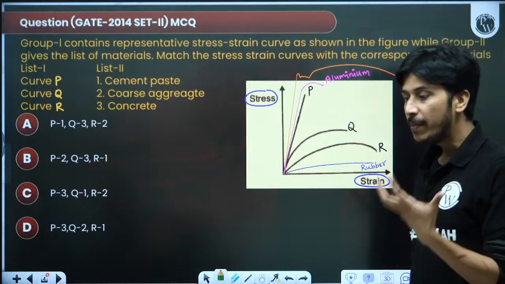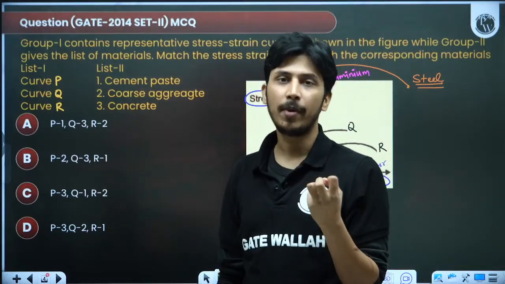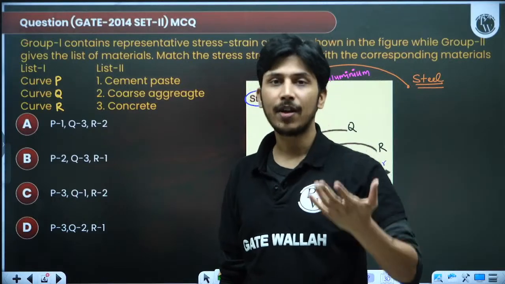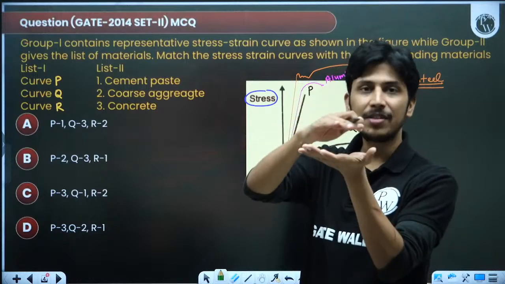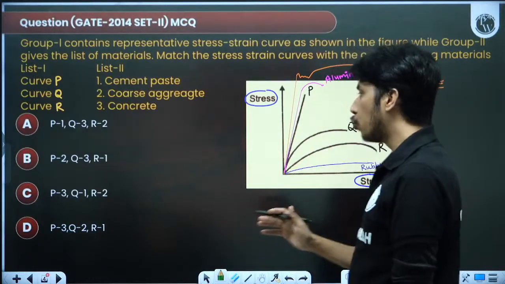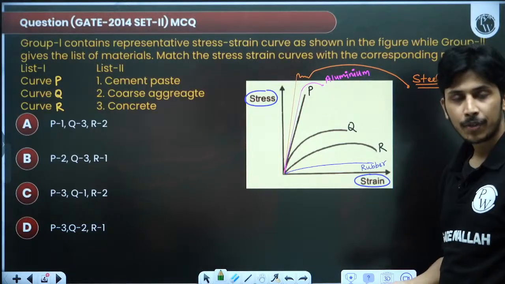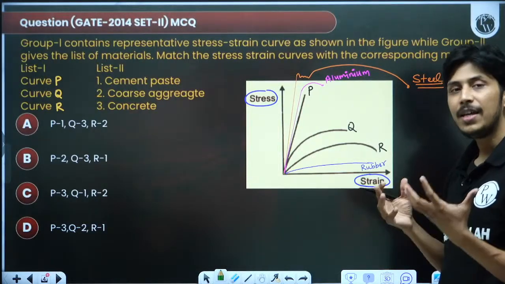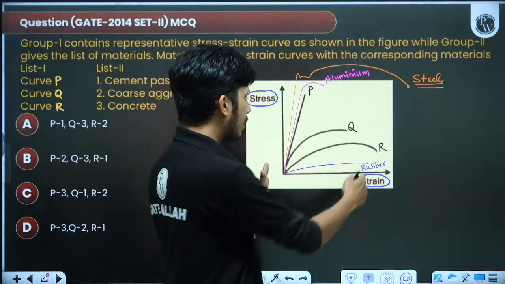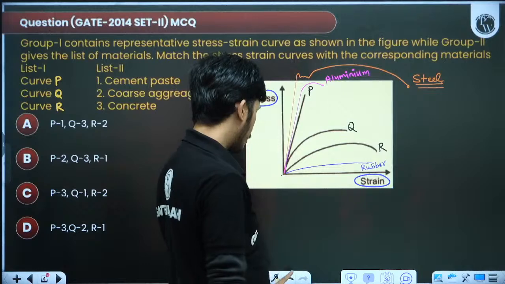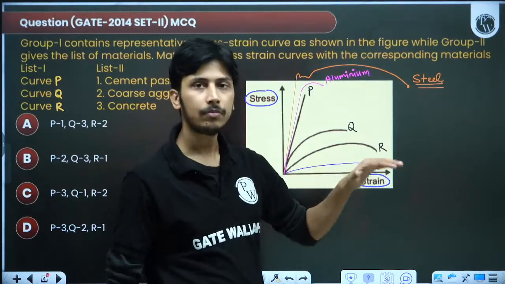Next thing, if the material is very soft, if you are pushing the material, it is easy to deform it. So it will have a lower modulus of elasticity, because less stress is required to deform. Are you getting my point? Those materials will be like rubber, like cement paste. If you touch the cement paste, it will be deformed easily. So soft materials require very little stress for large strains. So these materials will have a lower modulus of elasticity, and they will be on this side. Are you getting my point?